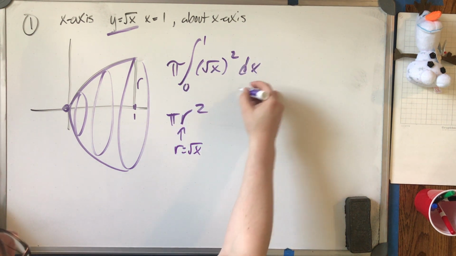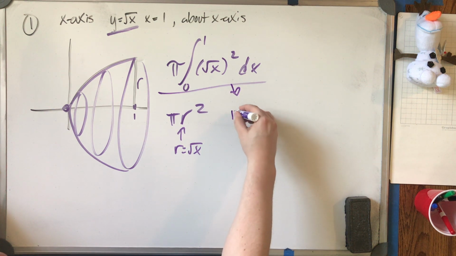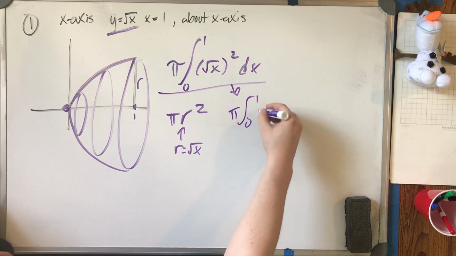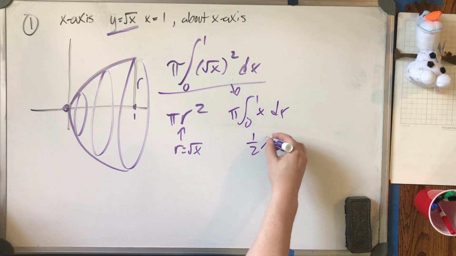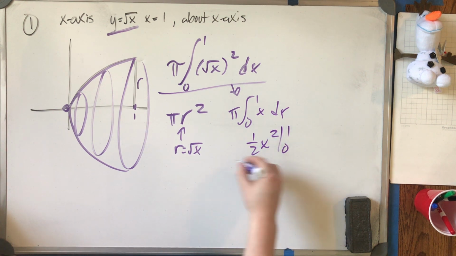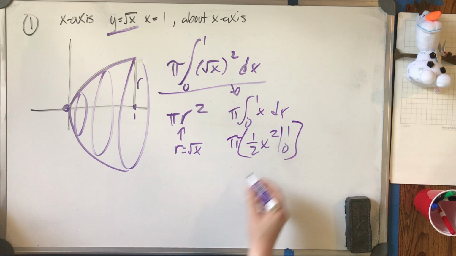So once I simplify this out, that's going to end up being pi times the integral from 0 to 1 of just x dx. So I'll have 1/2 x squared from 0 to 1, and I'm multiplying all of that by pi.